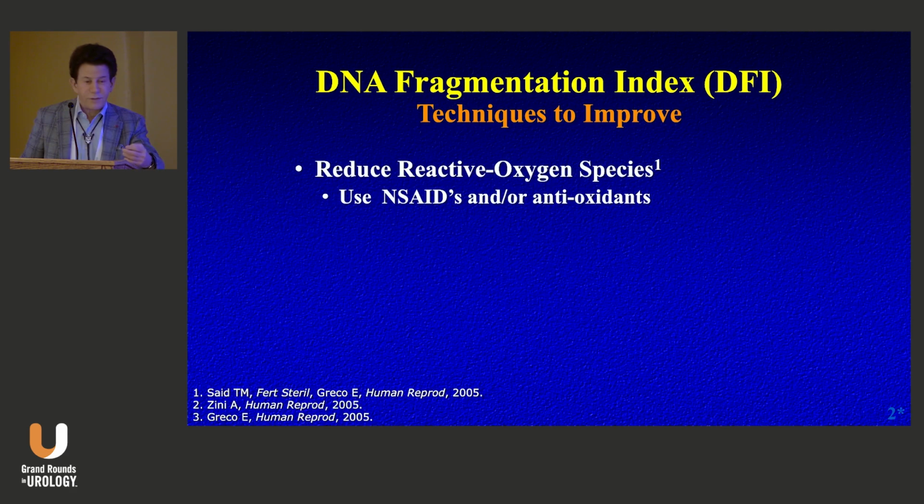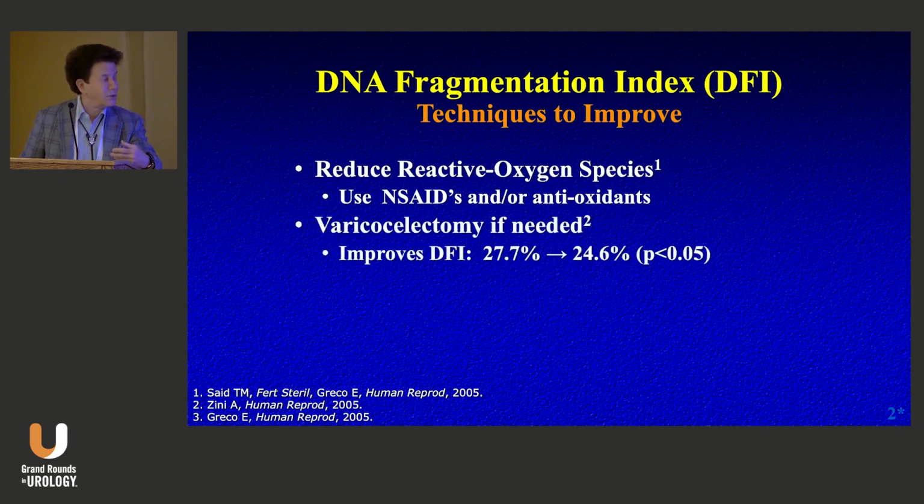There are techniques to improve the DNA fragmentation. We know that a lot of it is caused by oxidants, and so we can give them antioxidants. And this DNA damage occurs after the sperm leave the testicle. It's called a downstream event. So you can give anti-inflammatories. We use NSAIDs sometimes. You can do a varicocelectomy if the patient has a clinical varicocele.